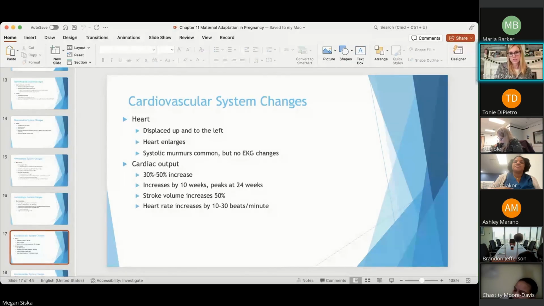Stroke volume increases 50%. And so your actual resting heart rate, it's very common for it to also increase somewhere between 10 to 30 beats per minute at rest. So if you're normally sitting at 70, you may be closer to 100 now.